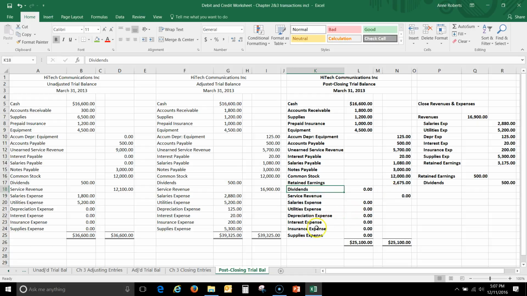Alright, so you can see now that we've got everything closed out, dividends are now 0, revenues are 0, and expenses are now 0. Again, the retained earnings balance is now sitting at $26.75, and debits equal credits, so all of our debits for our closing journal entries were posted as debits, and all of our credits in the closing journal entries were posted as credits. So you can see this is the process that we go through. It's a timeline if you want to think of it that way.